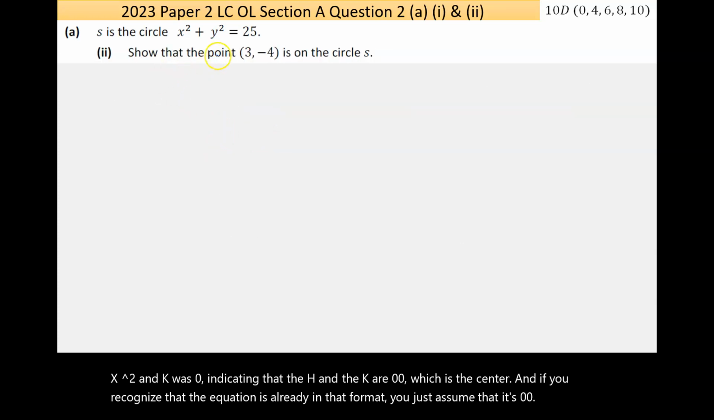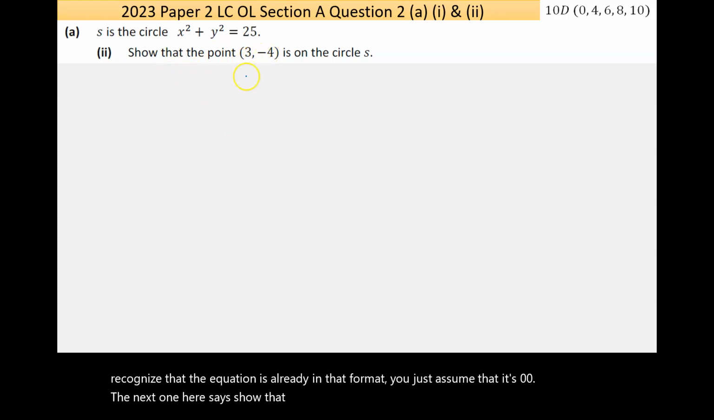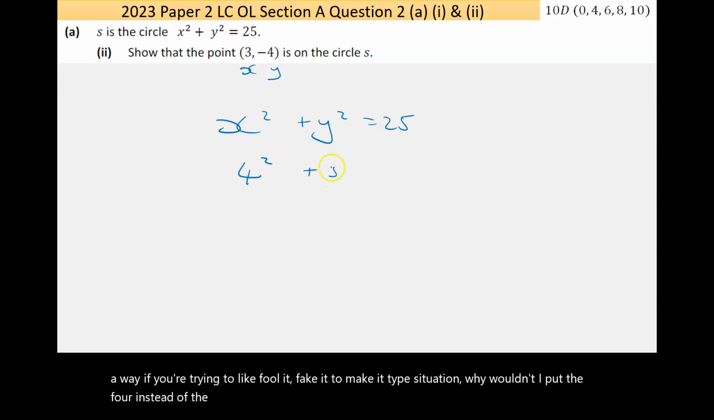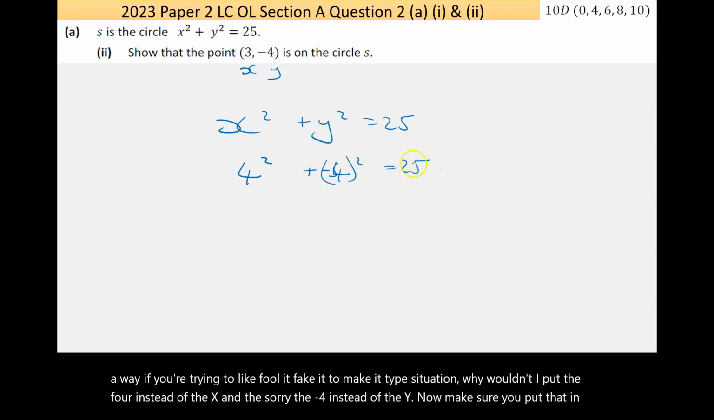Now the next one here says, show that the point 3, negative 4 is on the circle S. So if I'm trying to problem solve this, I go, well, I have an x and I have a y, and I also have an equation. And if you're trying to fake it till you make it, why wouldn't I put the 4 instead of the x and the negative 4 instead of the y? Now make sure you put that in brackets and see what happens.